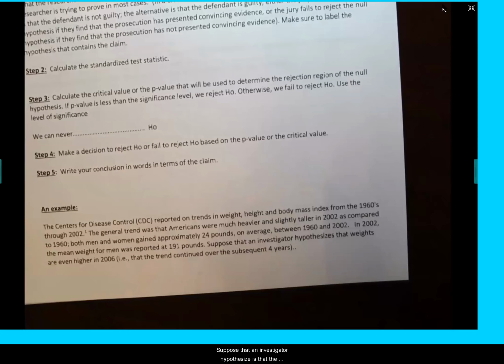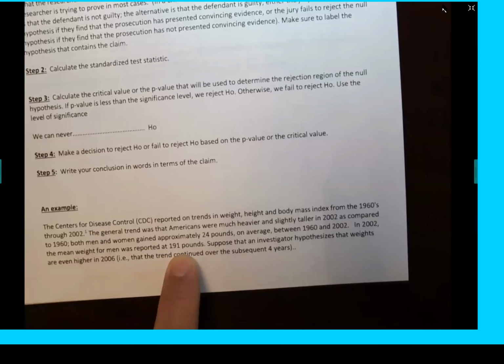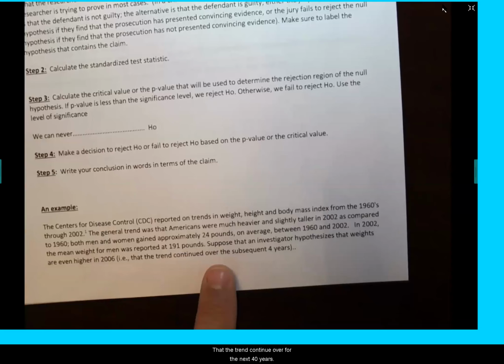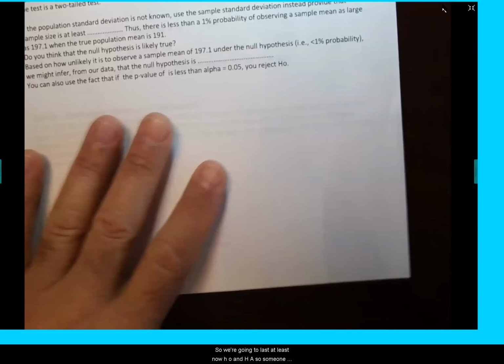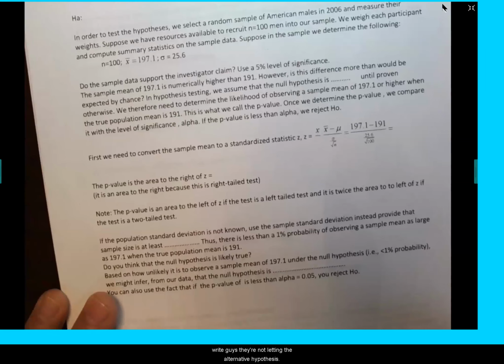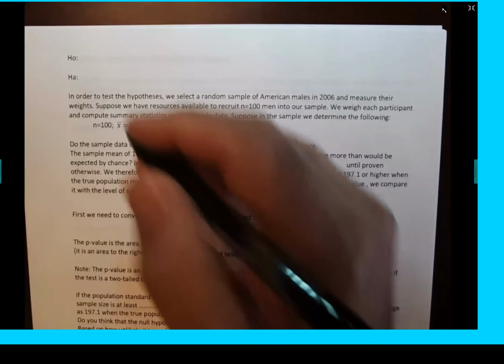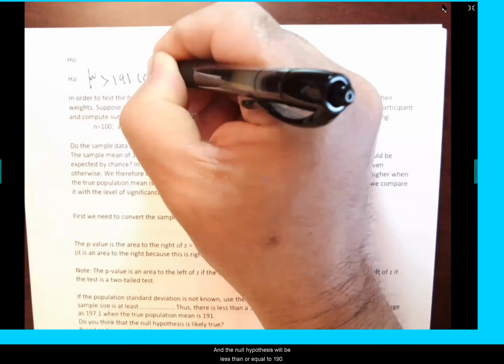Suppose that an investigator hypothesizes that the weights are even higher than 191. That the trend continues over the next 4 years. So we're gonna list now H0 and HA. So the investigator is saying that it is higher than 191. So if I write, guys, the null and the alternative hypothesis, mean is greater than 191 pounds, that's the claim. And the null hypothesis will be less than or equal to 191.